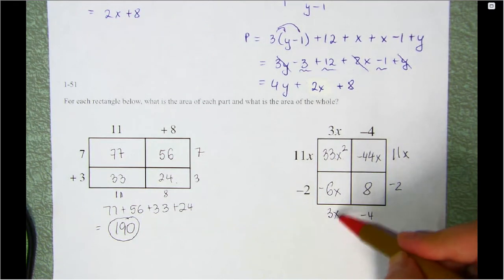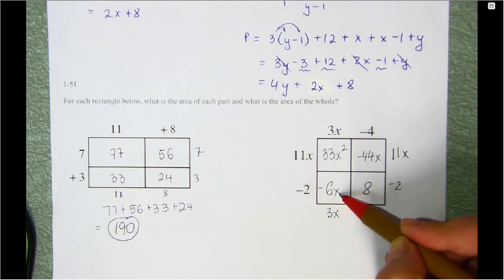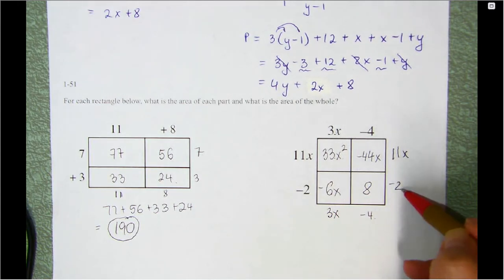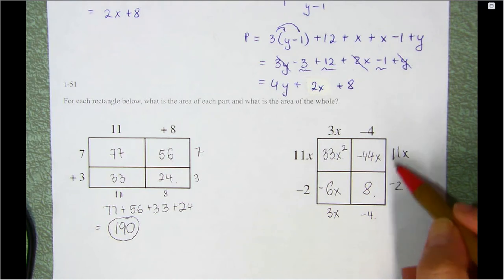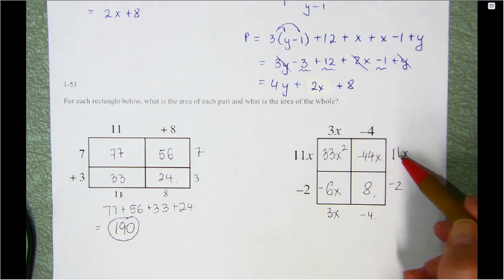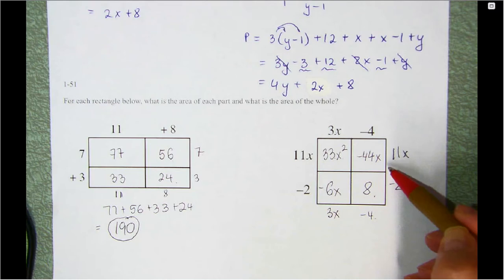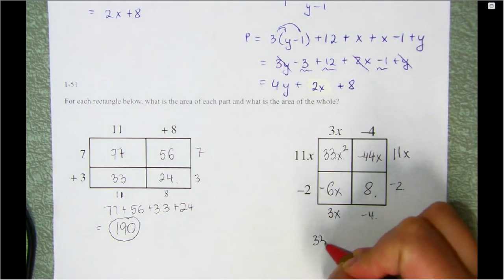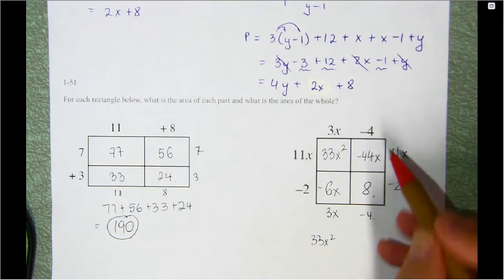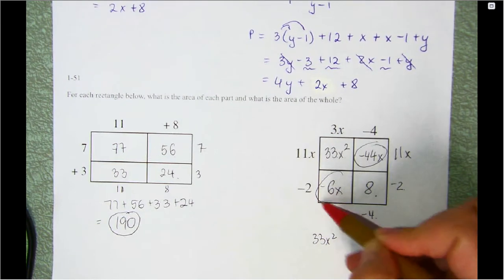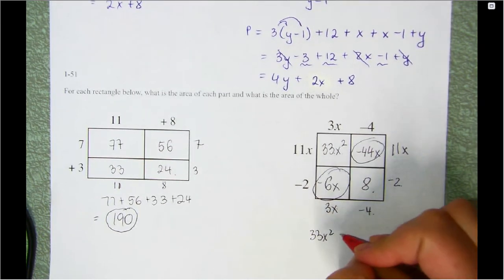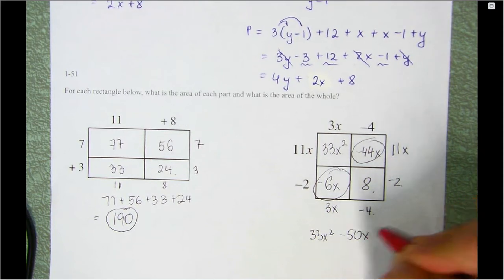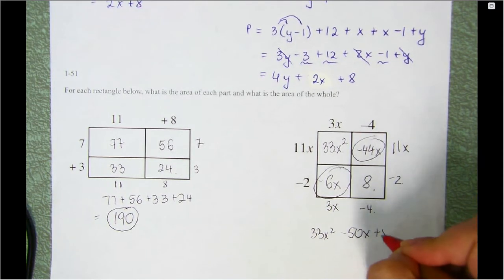So now area of this one will be negative 2 times 3 and x. Negative 4 times negative 2 is positive 8. And negative 4 times 11x is negative 44x. So total will be 33x squared. Now I can combine those two. That's a total of negative 50x and 8.